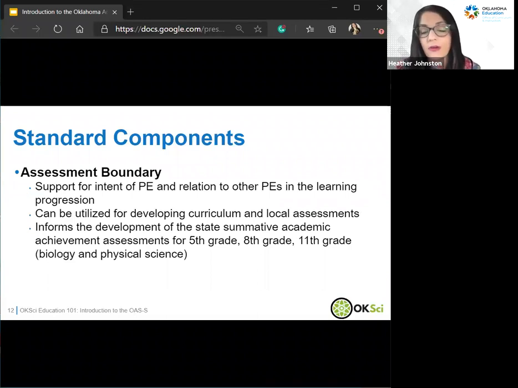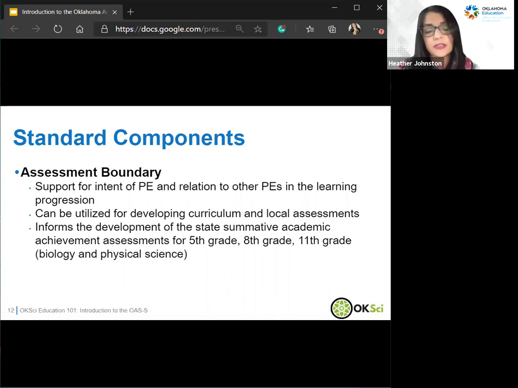The other component that is right at the top of our standards is the assessment boundary. Now, the assessment boundary is meant to support the performance expectation and relate it to the other standards in that learning progression. So in 3rd grade, when they are learning about forces, those particular students are only expected to understand a particular concept about force and motion. And so the assessment boundary really helps put the end point for 3rd grade on what they should understand.